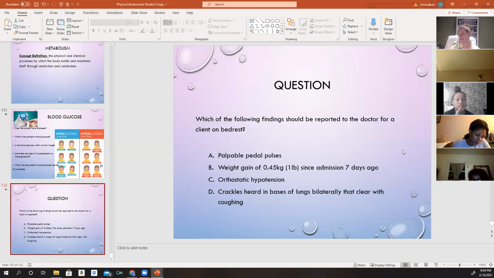So which of the following findings should be reported to the doctor for a client on bed rest? A patient that has palpable pedal pulses, a weight gain of 1 pound since they were admitted 7 days ago, orthostatic hypotension, or crackles heard.